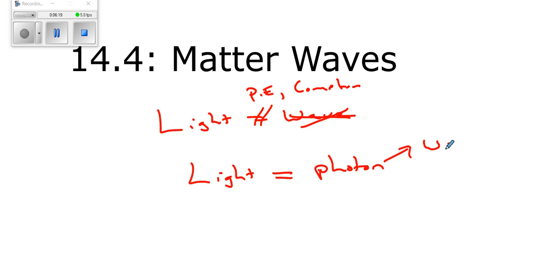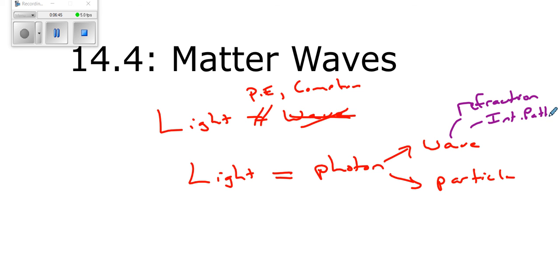sides to it. Sometimes it behaves like a wave, and sometimes it behaves like a particle. This is called wave-particle duality, this idea that something can, under certain conditions, behave like a wave, and under other conditions, behave like a particle. When we do refraction or interference patterns, these kinds of things are where light or electromagnetic radiation shows its wave face. On the other hand, it shows its particle face when we do the photoelectric effect or the Compton experiment.